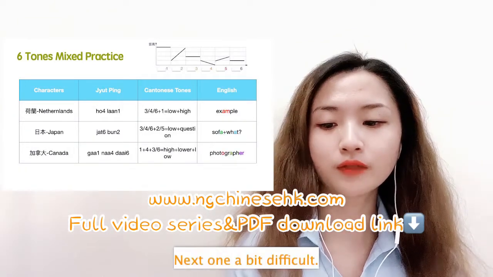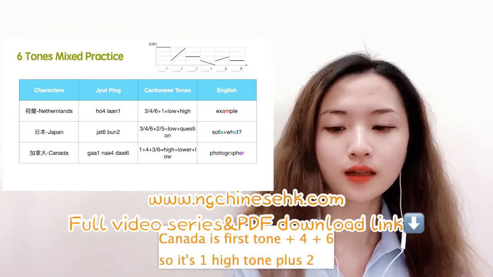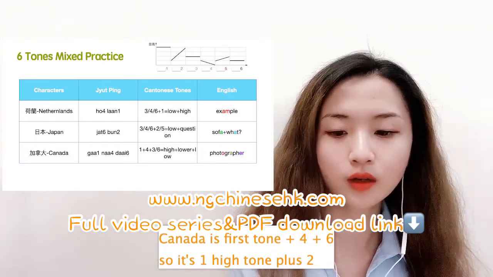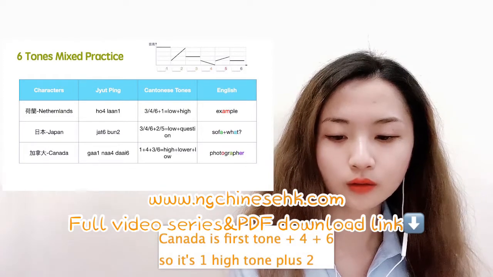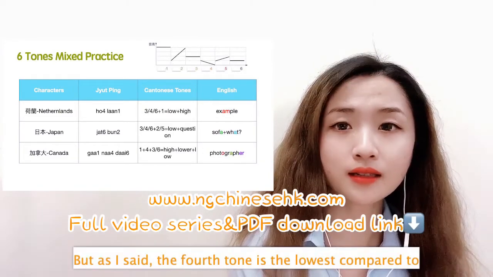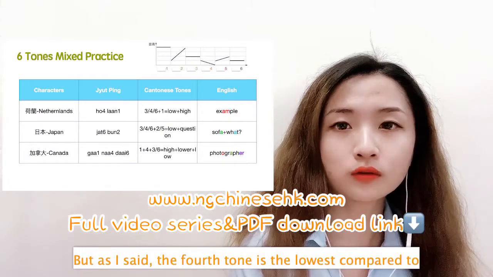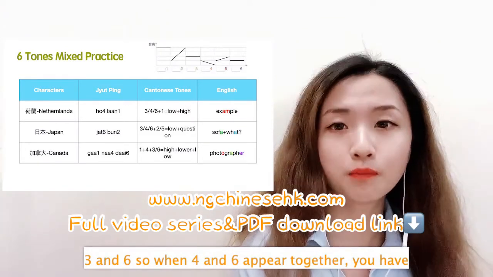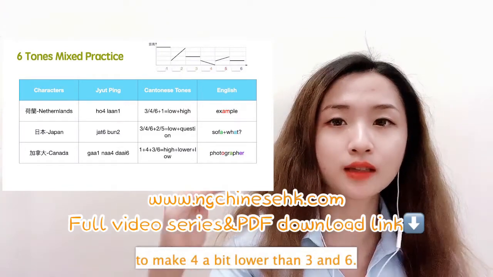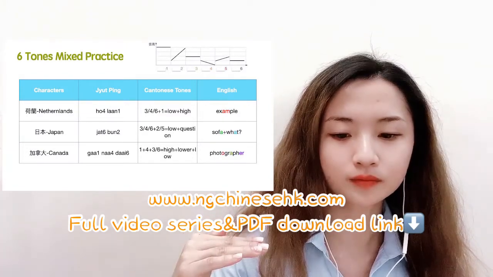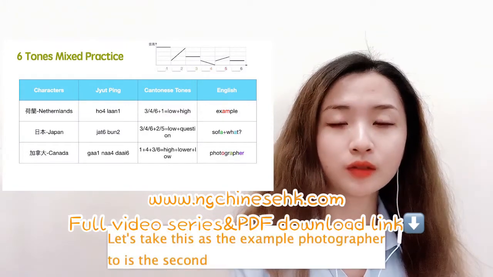Next one, a bit difficult. Canada is first tone plus 4 and 6. So it's one high tone plus 2 low tones. But as I said, the fourth tone is the lowest compared to 3 and 6. So when 4 and 6 appear together, you have to make 4 a bit lower than 3 and 6. Let's take this as the example.